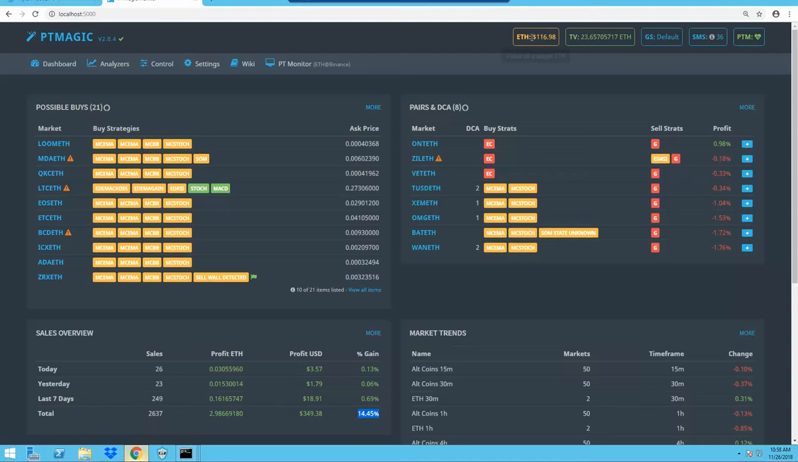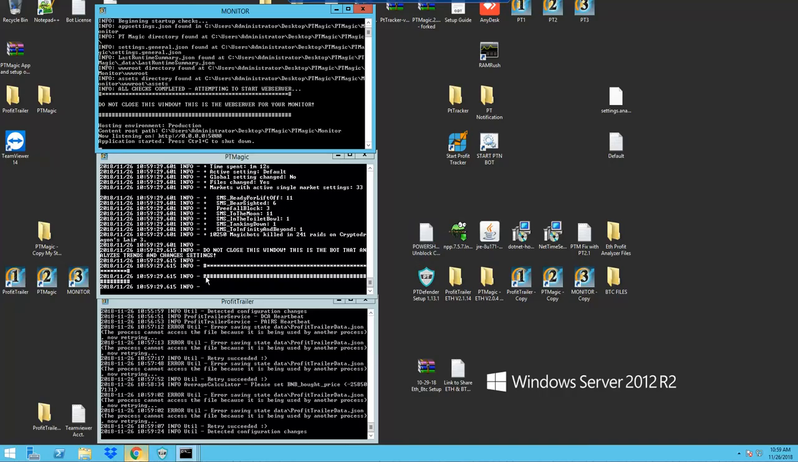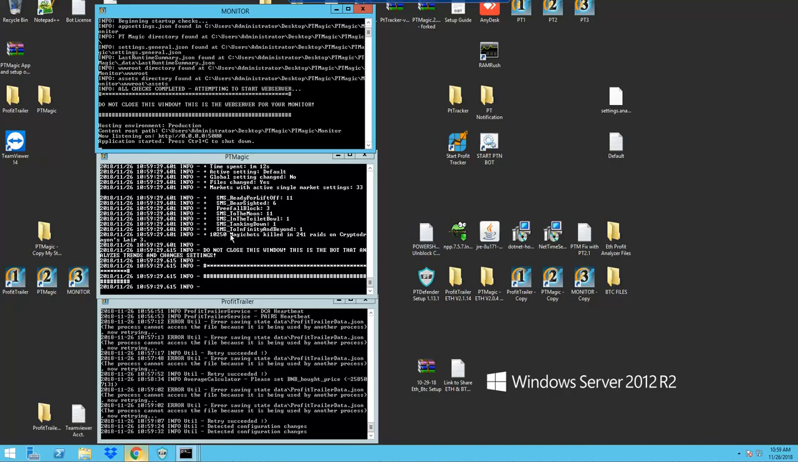The current value of Ethereum is at 116.98. The total value I have is 23.65705717 in Ethereum. The current global active setting is in default and currently tracking 36 single market settings. When you see PT Magic with a red exclamation point, it says that it seems to be having problems. Check the logs. All it really is saying is that it was running the strategy at the moment.